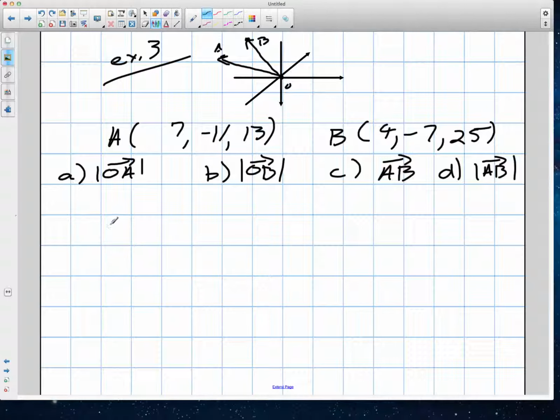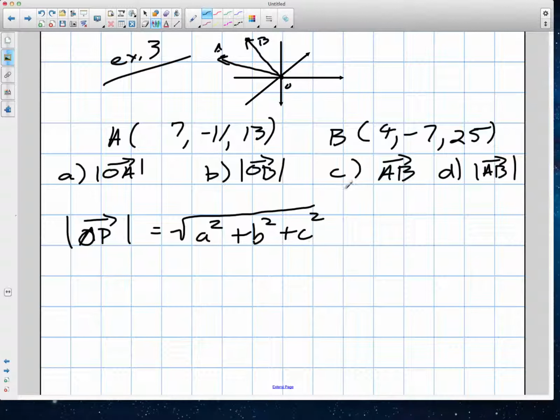The absolute value, oh, that's of AB. Do we want AB? No, we want OP, of our position vector. So we're going to say OP in this case. Our position vector's absolute value is equal to the square root of A squared plus B squared plus C squared. Okay? So there's a third term under here because we're in 3-dimensional space.